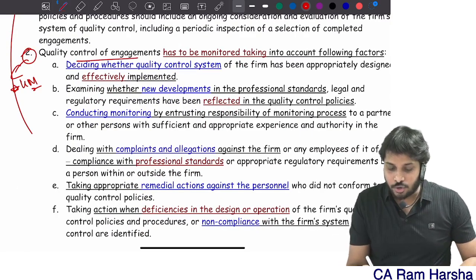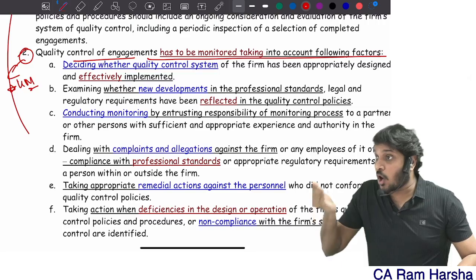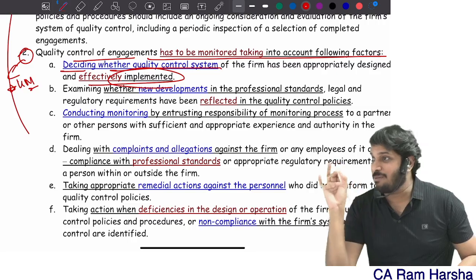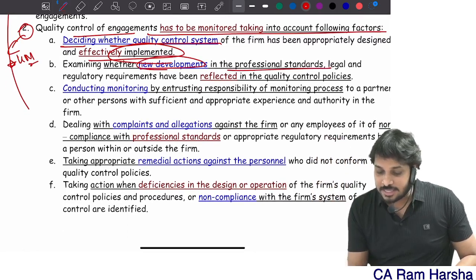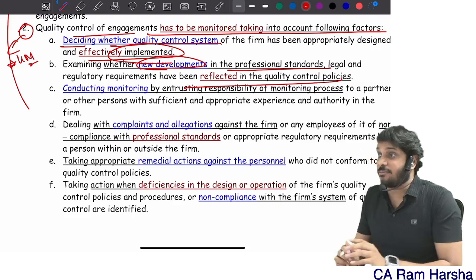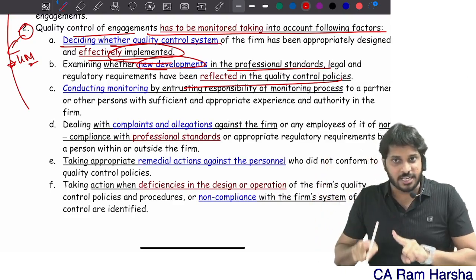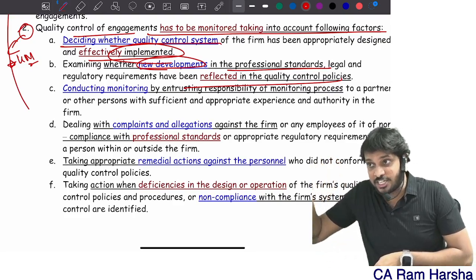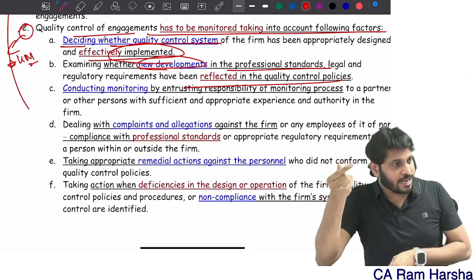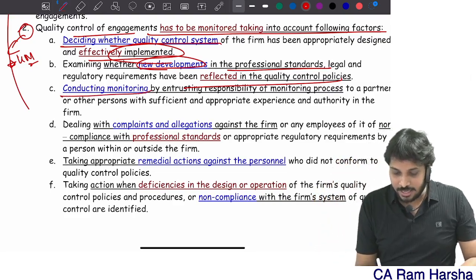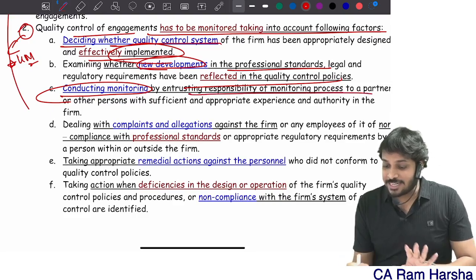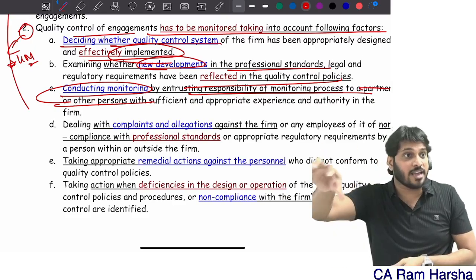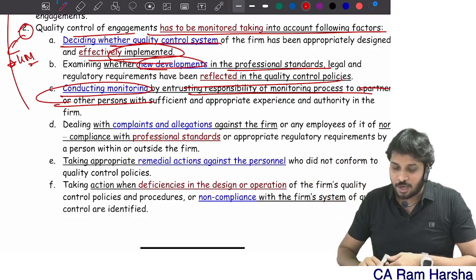The quality control of engagement has to be monitored. You need to decide whether the quality control system is implemented, whether new developments in the standards are reflected in policies. First, whether policies are implemented, they have to check. Whether policies require updation, they need to check. Conduct monitoring by putting that responsibility on a particular partner. This entire monitoring should be taken up by one partner.